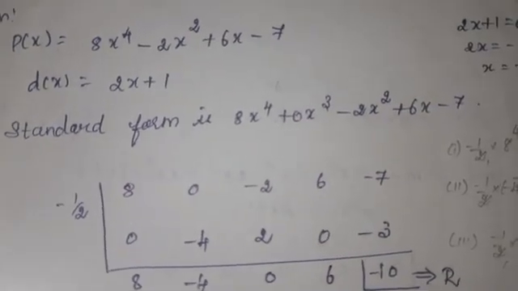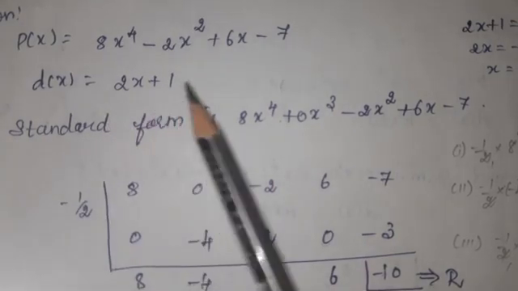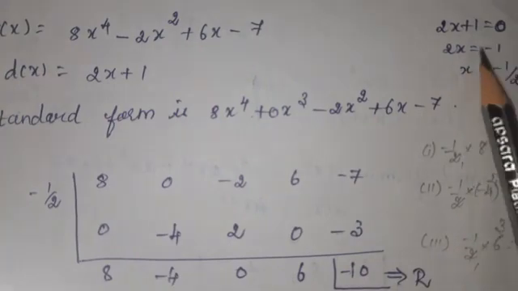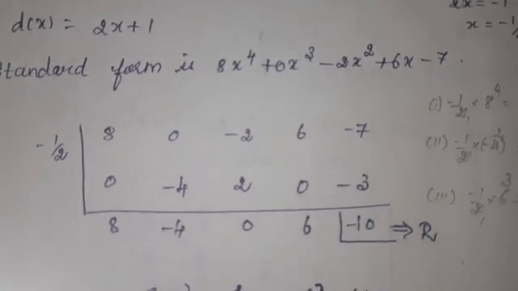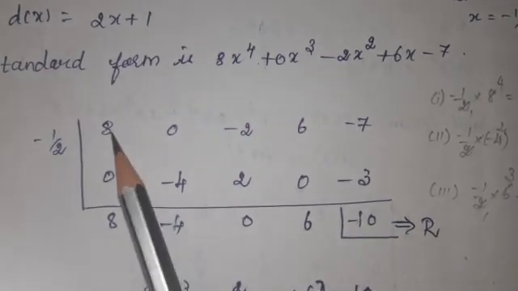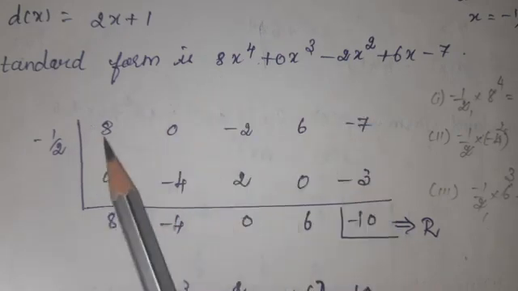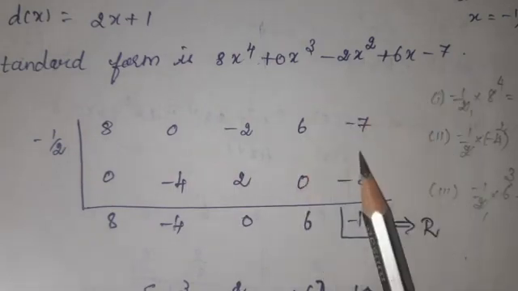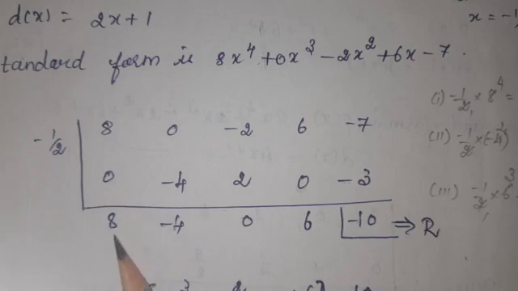Then find the value of x. So d of x, that is 2x plus 1 is equal to 0. 2x is equal to minus 1, x is equal to minus 1 by 2. So the x value is minus 1 by 2. Here I have written that, minus 1 by 2. On this side you should write the coefficient of each term. So 8, 0, minus 2, 6, minus 7. Here always put 0. So 8 plus 0 is 8.